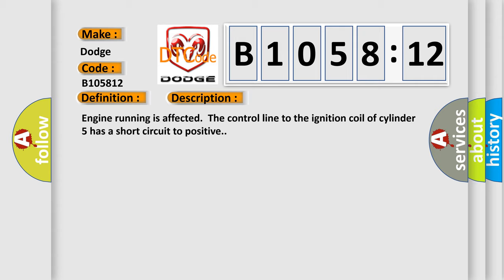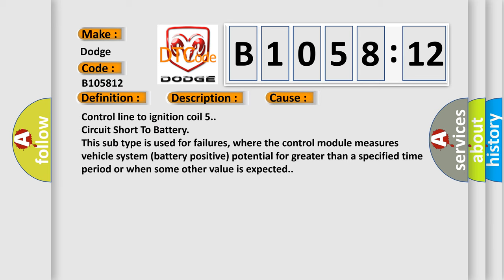Engine running is affected. The control line to the ignition coil of cylinder 5 has a short circuit to positive. This diagnostic error occurs most often in these cases: control line to ignition coil 5 circuit short to battery. This subtype is used for failures where the control module measures vehicle system battery positive potential for greater than a specified time period or when some other value is expected.